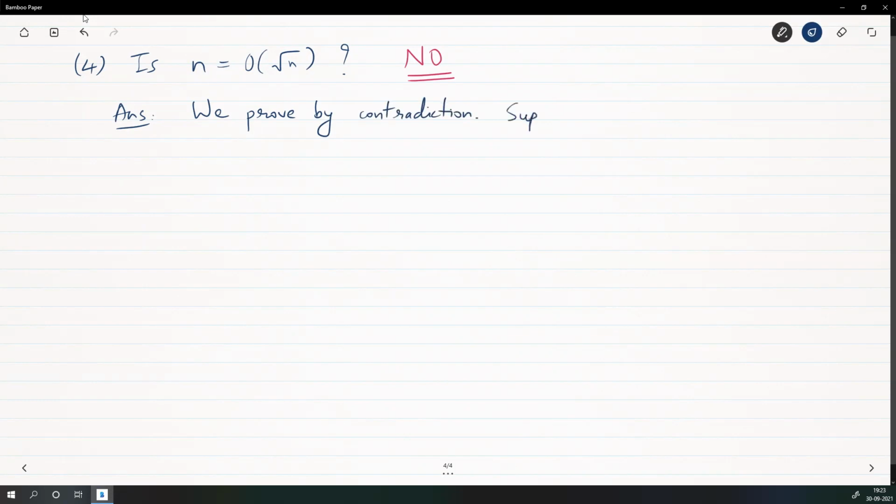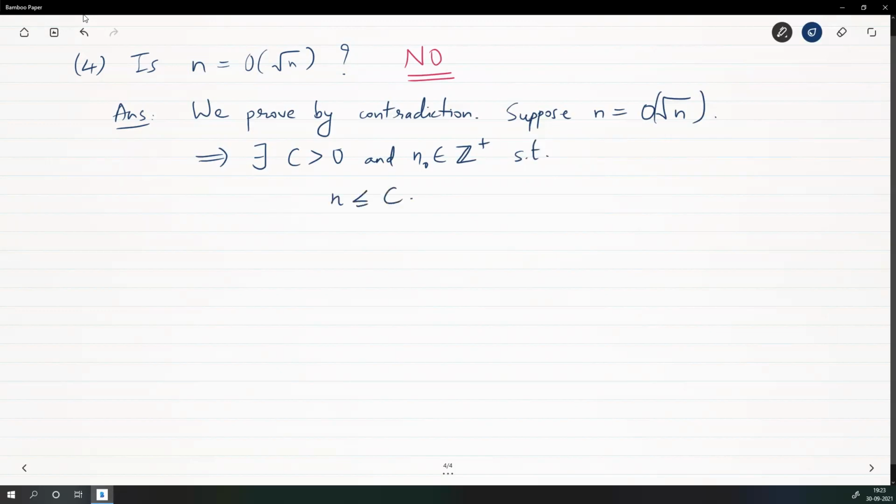Okay, suppose n is big O of square root n. What does this mean? This implies, by definition, there is a constant c greater than 0 and a positive integer n naught such that n is less than or equal to c times square root n for all n greater than or equal to n naught. Is that all right? That should be fine then.